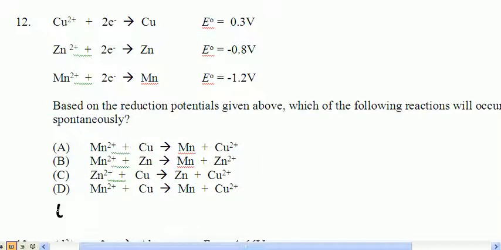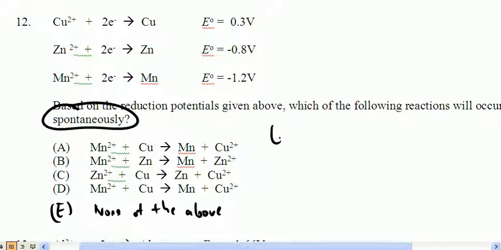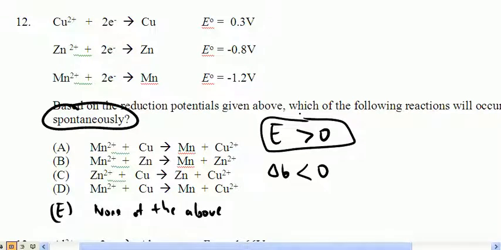In 12, the answer is E, and that is none of the above. The reason is because they're asking you which one of them occurs spontaneously. That means E has got to be greater than 0. Subsequently, delta G would be less than 0. But in this problem, we only have to look for this. If you go through A, B, C, and D, they are all going to have negative E's.